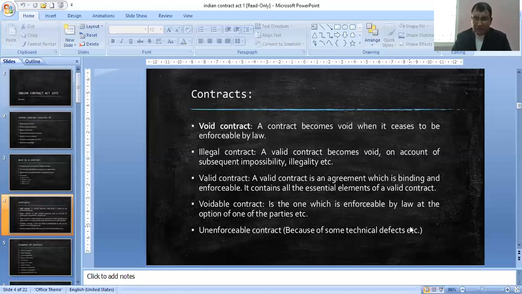Voidable contract is the one which is enforceable by law at the option of the aggrieved party. Suppose I was affected by this voidable contract. I can enforce it. Suppose I am the aggrieved party. Normally, the aggrieved party only will go for the enforcement. That is called voidable contract.